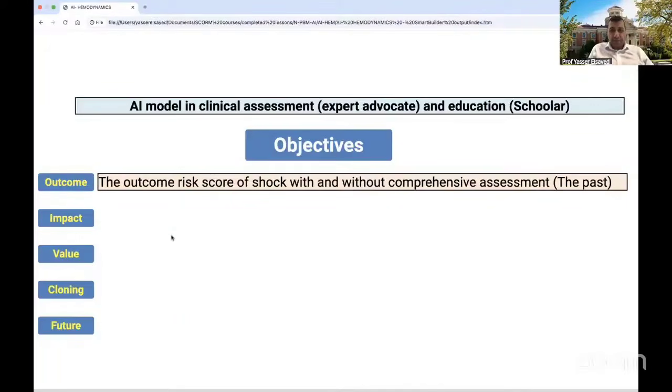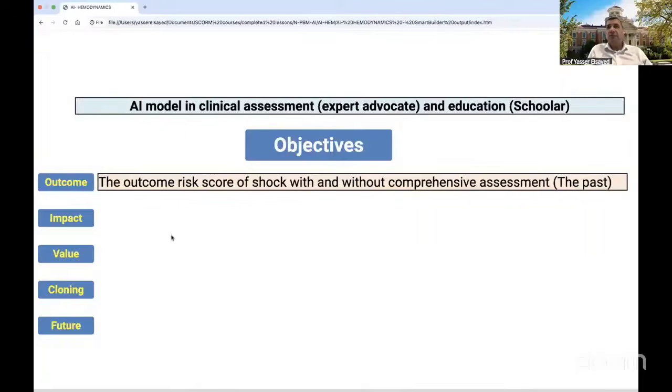Many years ago, which is the past part of my talk, we already evaluated the outcome risk score of shock. I will be focusing mainly on shock, which is the most challenging part in hemodynamics, with and without comprehensive assessment. We used to assess shock by looking at mean blood pressure, more or less than or equal to gestational age, to make it simple. So the same idea as Dr. Khorshid mentioned, that in our practice we are trying to simplify things. And when we come to a more advanced way or more detailed scores, we have difficulty applying that because we used to make it simple.